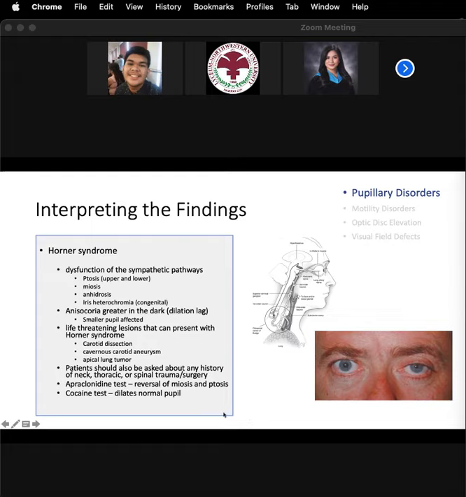So how do you test for it? You do the apraclonidine test, which is the more widely used test kasi more available. So when you have Horner syndrome, you have miosis and ptosis. Give the apraclonidine test, which is also used for glaucoma patients. There is a reversal of the miosis and ptosis. That's positive for Horner syndrome. When you do the cocaine test, it dilates the normal pupil, and then yung abnormal pupil remains constricted. Those are the two tests.